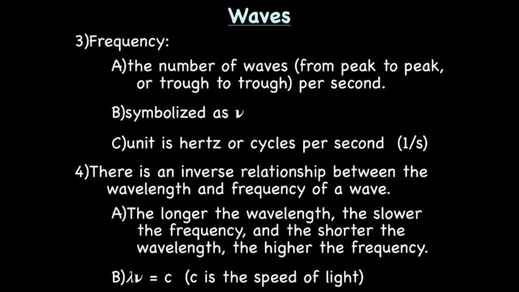And we have this handy dandy little equation here, lambda nu equals c, with c being the speed of light. Both the equation and the quantity for c are on your reference tables. With this equation we can figure out the speed a wave is moving, the wavelength, or the frequency, if we know some of that. It's a handy equation that you should be able to use. Pretty straightforward conversion sort of thing.